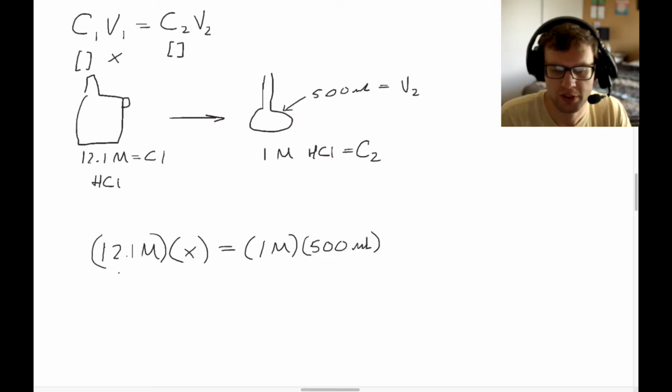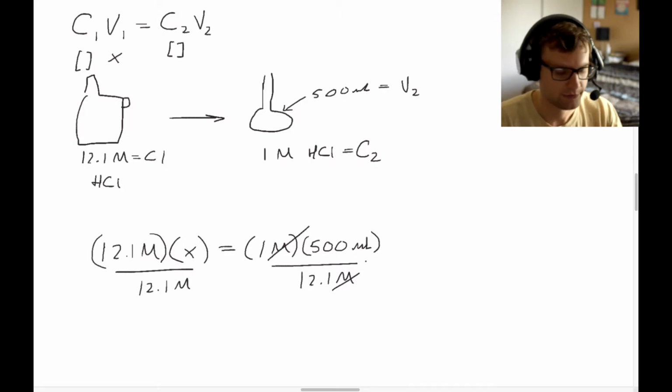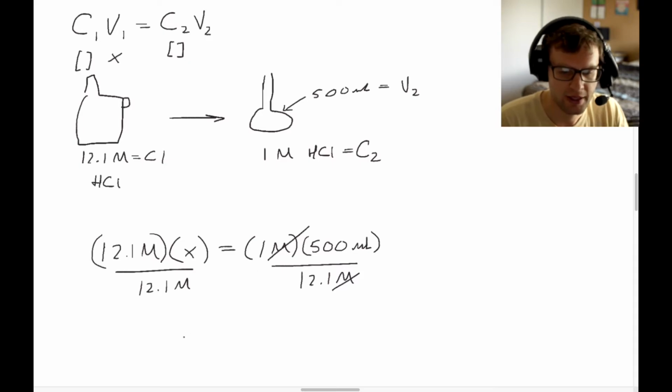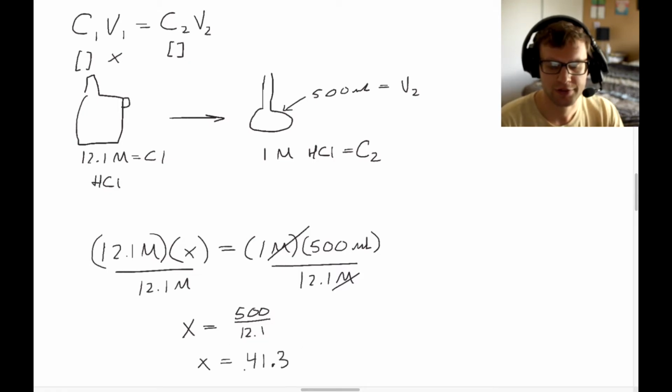units will work out. So when we divide this side by 12.1 molar, divide this side by 12.1 molar, or molarity that is, you can see that units of molarity will cancel out with each other because one's on the top, one's on the bottom. And what we're left with is units of milliliters. So we go ahead and find that X is equal to 500 over 12.1, or more simply, X is equal to 41.3. I went ahead and did that in my calculator earlier. So what this tells us is that we need 41.3 milliliters of our stock solution.